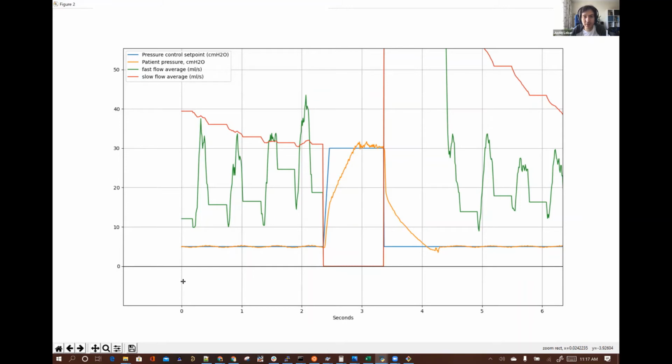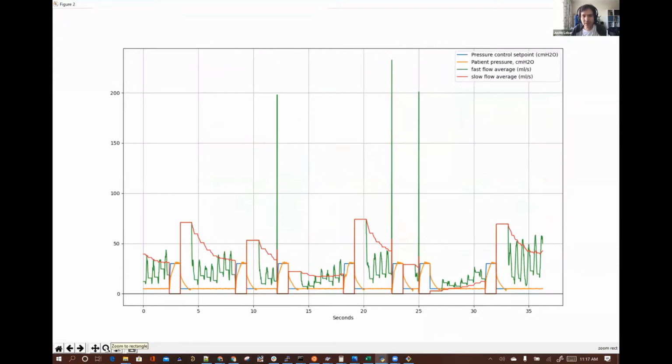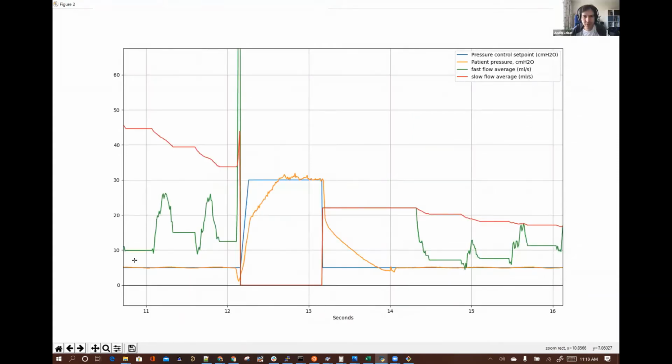So actually, Edwin, can you zoom into one of the ones where we're actually doing inspiratory effort, and then we can come back to ones where we're not. Yeah, so this is an example of inspiratory effort.